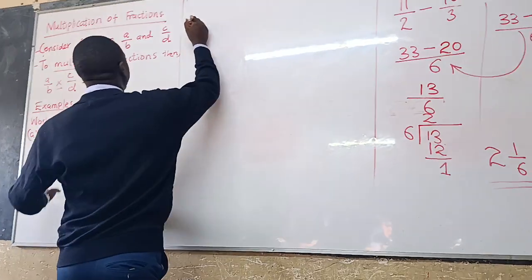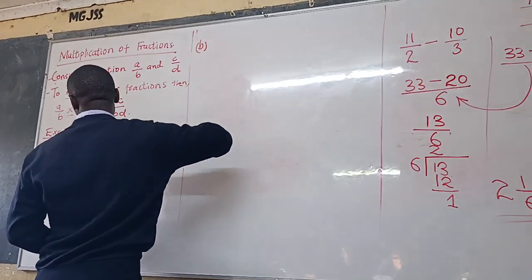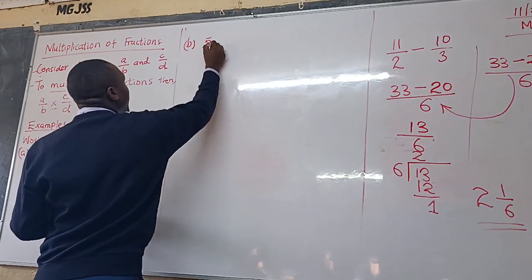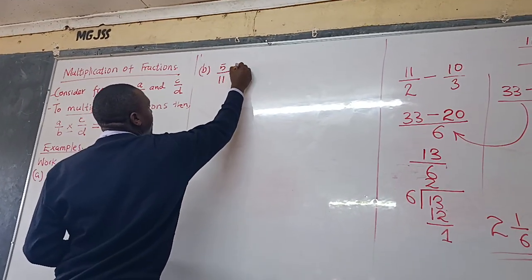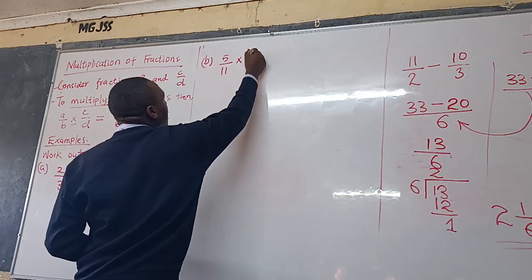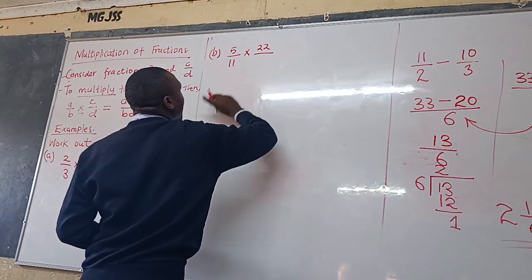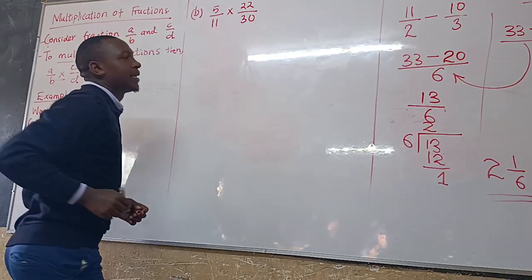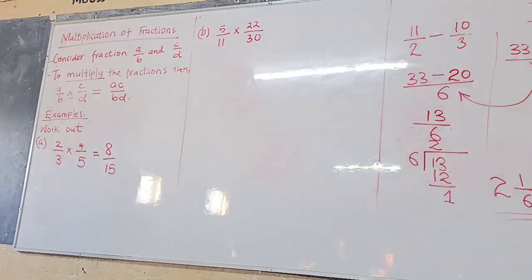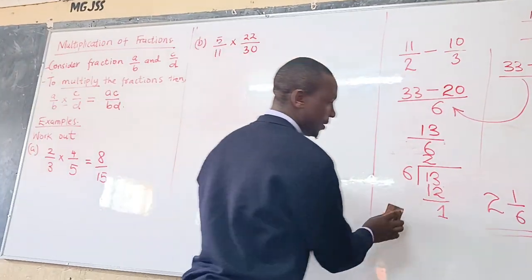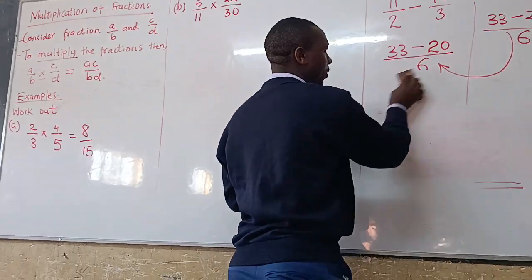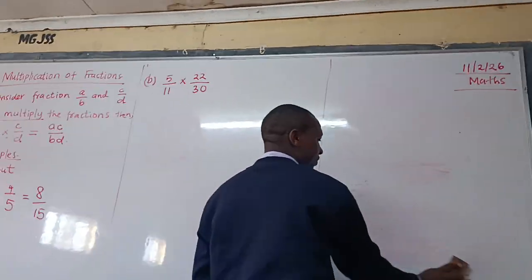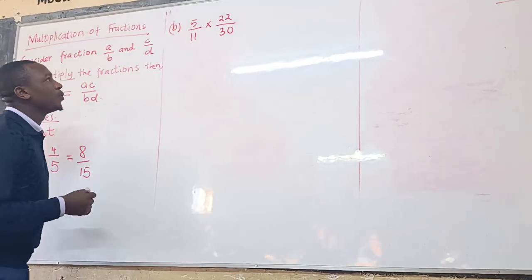That's going to be B. Let's do 5 over 11 times 22 over 30. Yes, that one. I'll show you 2 methods to do this. So let's do what we know.